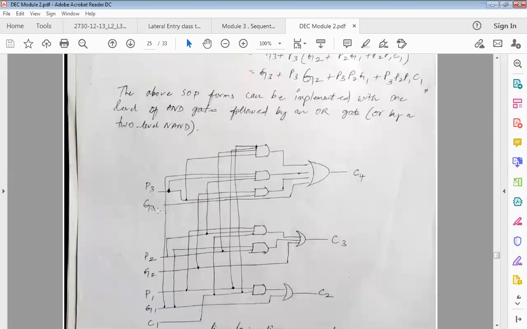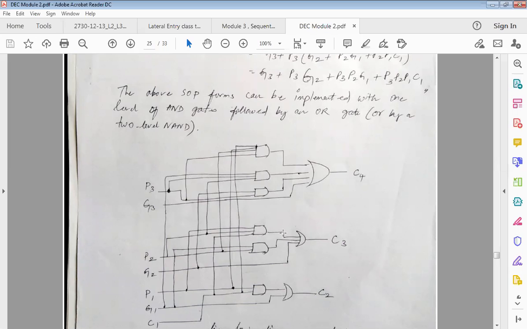So I have G3 directly coming through, right? G3 plus P3 into G2. So P3 into G2. For G2, I will be taking it from here, the G2 value. So this will be multiplied here. Next I have P3, P2, G1. So P3, yes, I can get it here. G1, I am connecting it here to G1, right. Then for P2, I can connect it here, right.